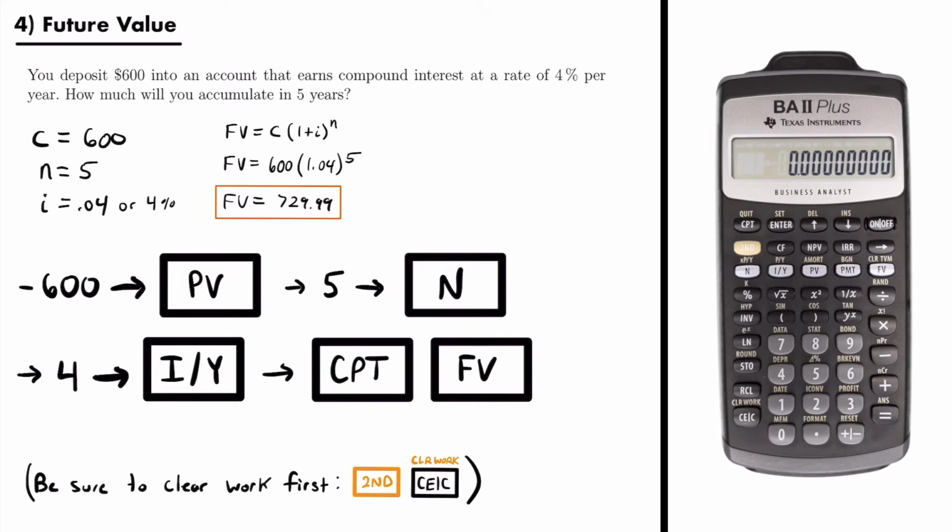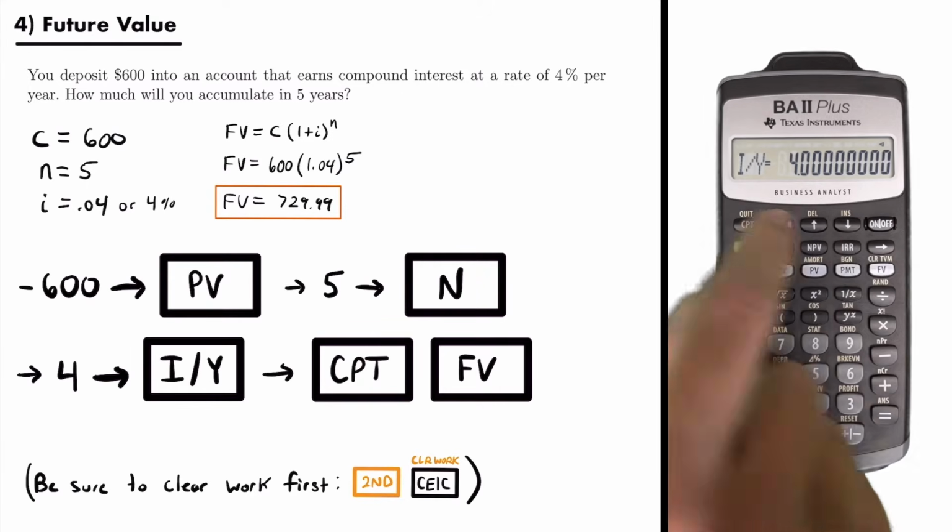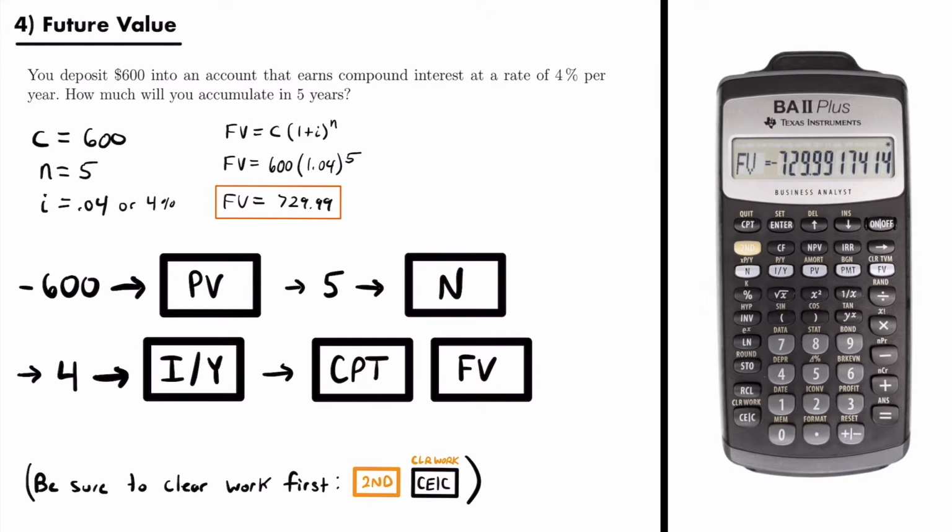Okay, but if we clear the work here, let me show you what would happen if we didn't make that 600 negative. And so if I type in 600 and keep it positive and make that the present value, and then we set 5 equal to n and 4 equal to the interest rate, and then we compute the future value, you'll see that we have the same answer, but now it's negative. And so if you can't remember to make your present value negative, just know that your future value will be negative, but that's not the actual future value. Your future value would be positive $729, not negative.